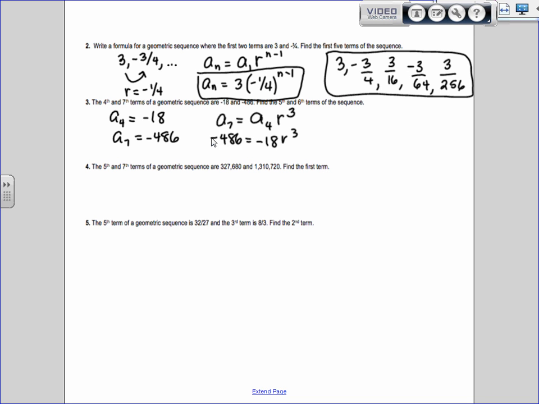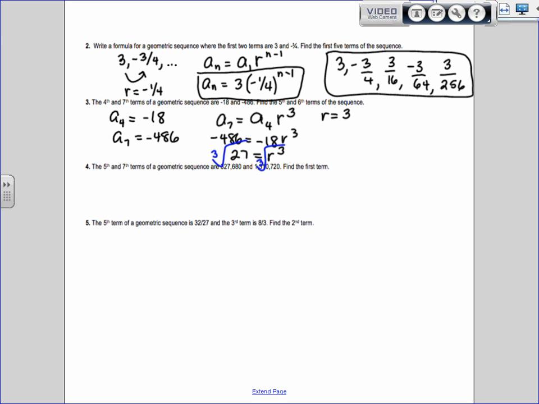So I'm going to divide by -18. So -486 divided by -18, I think it's 27. Is that right? So I get 27 equals r cubed. And I need to solve for r, so I'm going to take the cube root of both sides. So I get r is equal to 3. Okay, r is what you're multiplying by each time.